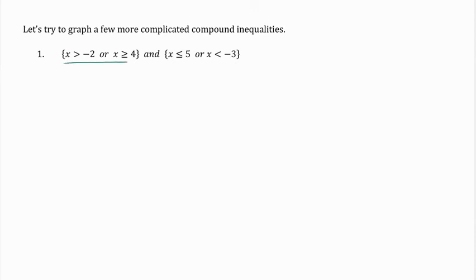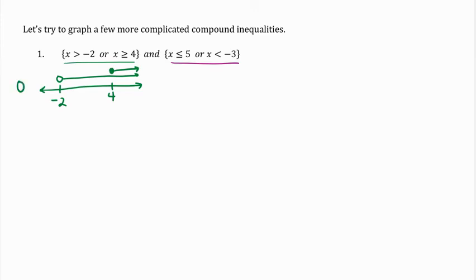So this time, notice that I've got that set of brackets, and then I've also got this set of brackets, right? So let's kind of do those two pieces separately first. So we'll start with the greater than -2 or greater than or equal to 4. So we'll start there. We've got -2 and 4. Okay, so then greater than -2 would be an open circle, shade to the right. Greater than or equal to 4 would be a closed circle and shade to the right.